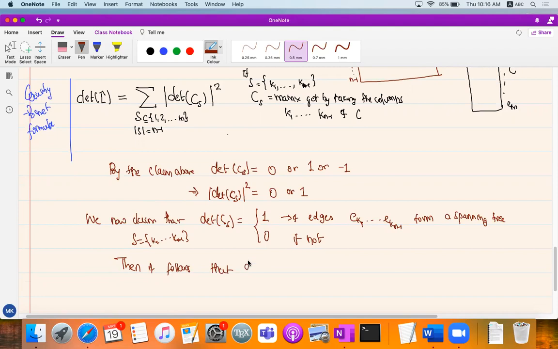It follows that this determinant of L hat is precisely the number of spanning trees. Spanning tree means you have to take a collection of n minus 1 edges such that they form a tree and span all the vertices. I am saying that's when this will give you a 1, all others will give 0. So determinant L hat is exactly the number of spanning trees of the graph you started with. So the key thing is to prove this.